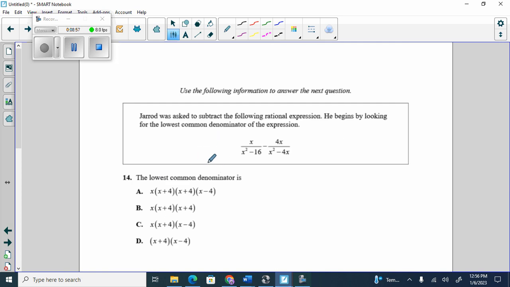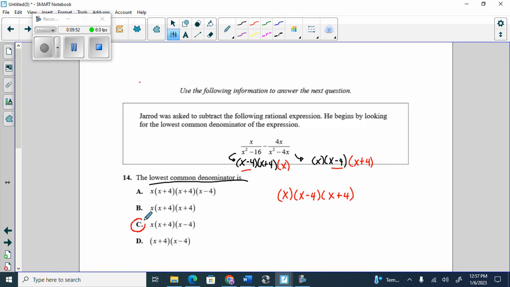This one says, Jared was asked to subtract the following rational expressions. He begins by looking for the lowest common denominator of the expression. So they're not actually making you solve it, they're making you figure out the lowest common denominator. This denominator factors to x minus 4, x plus 4, because of the difference of squares. And this one factors to x minus 4. So they have an x minus 4 in common. Then this one is going to need x plus 4, and this one is going to need x. So the common denominator between the two of them is x minus 4, x plus 4, which you have to pay attention to and not pick B by accident. It's C.